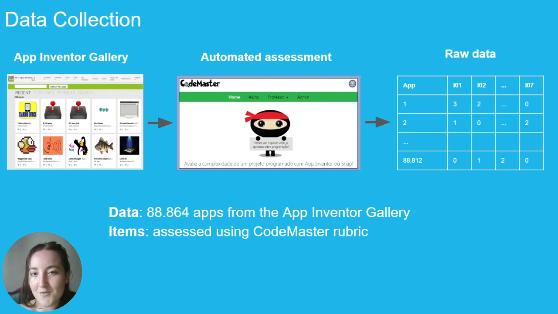On a more detailed view of data collection, initially we collected data in the form of App Inventor projects. We downloaded the publicly available apps from the App Inventor gallery. As a result, we obtained the source code of 80,000 App Inventor apps. We assessed these apps using the Codemaster tool, resulting in a big table of raw data.